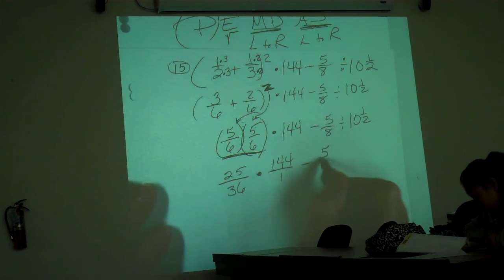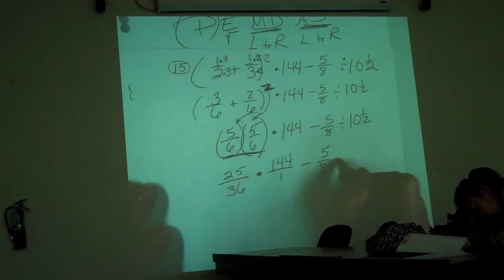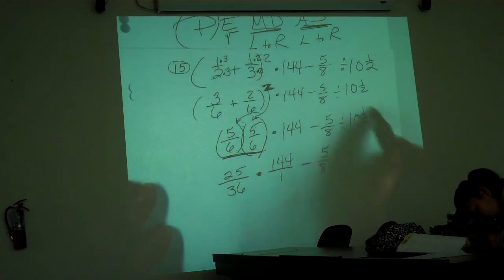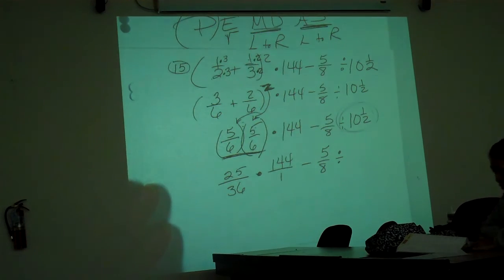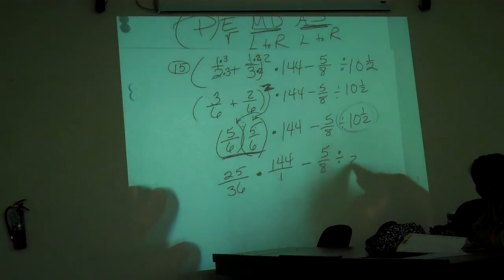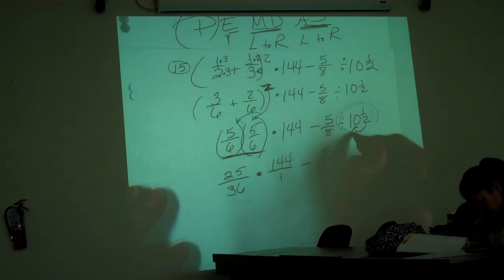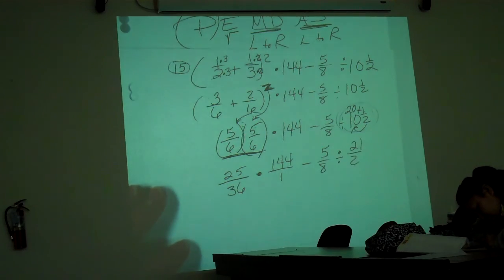Then put your minus 5/8 divided. We're going to end up dividing by this eventually, so let's turn it into an improper number. Leave the 2 on the bottom. 2 times 10 is 20 plus 1. 21's on top now.